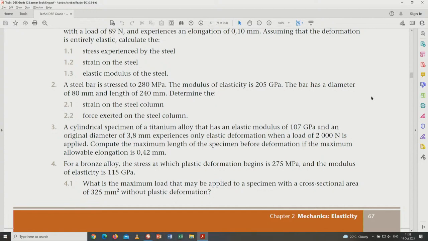Then it says the bar has a diameter of 80 millimeters. Remember, now we are given the diameter there. It means we must convert it to a radius, and it is in millimeters. So if we convert it to radius, we must divide by 2. I will show that as we go on. And the original length of that bar is 240 millimeters. So the length is also in millimeters.